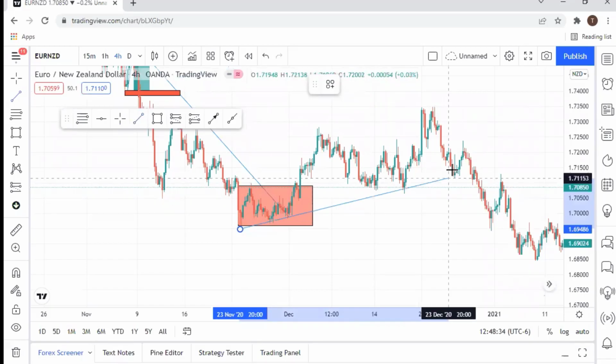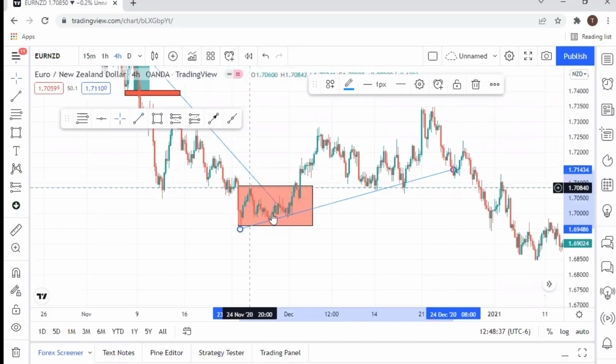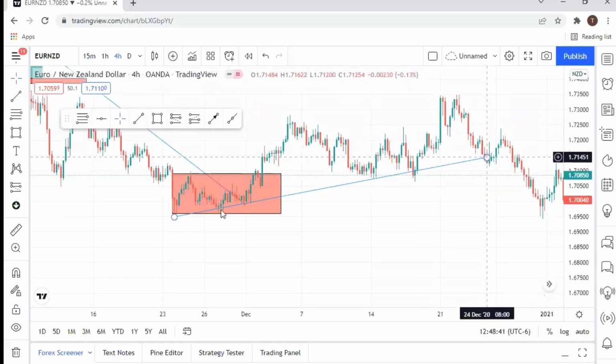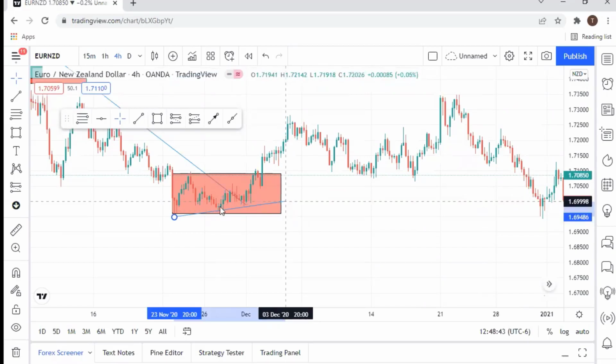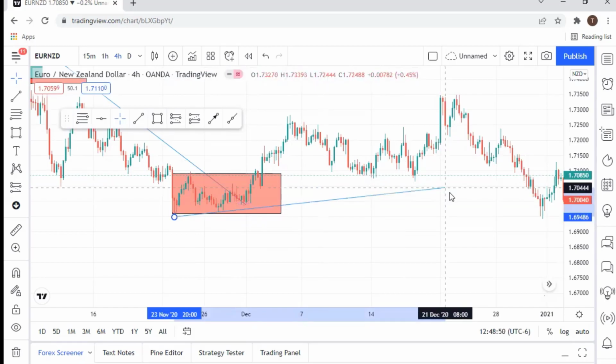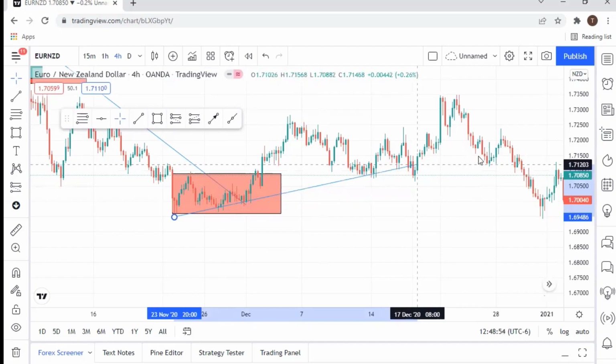We are not going to use the touch within this box. Why? Because most of you will start to ask, why are we not using this one as our second touch? Why we are not using it is basically because this is still within the accumulation phase. So that's why we are not using it. We are using the recent one, which happens to be this.